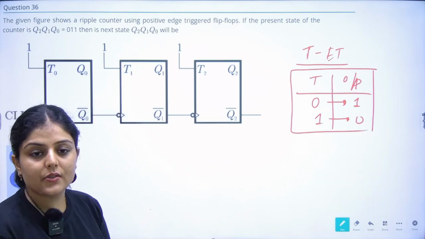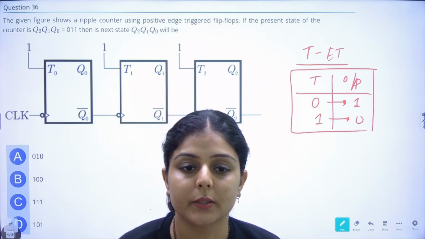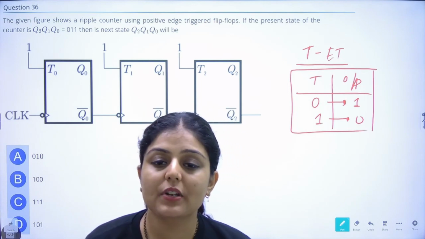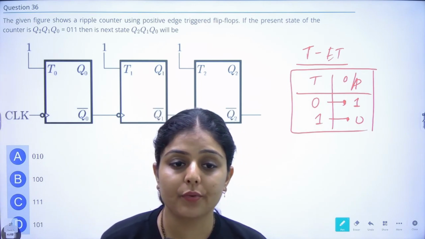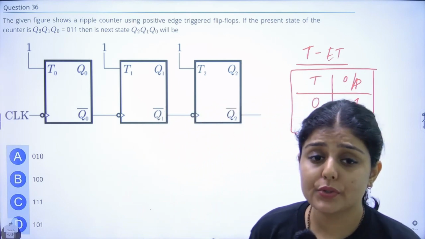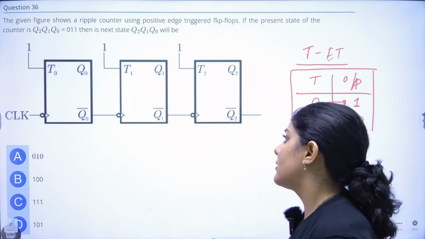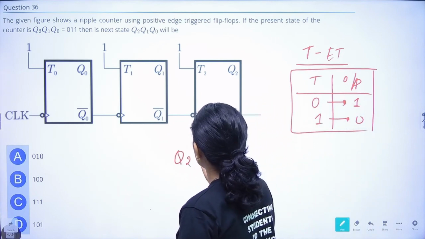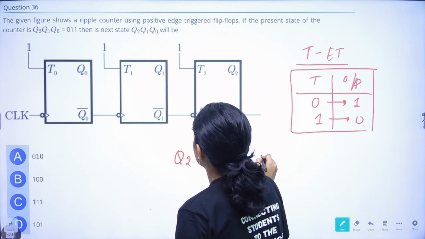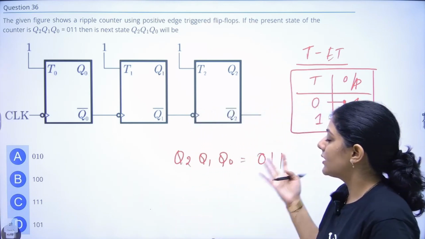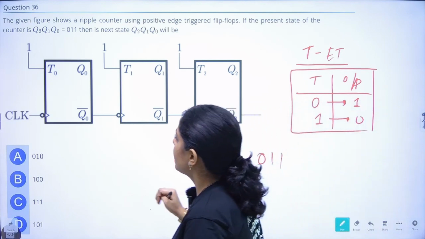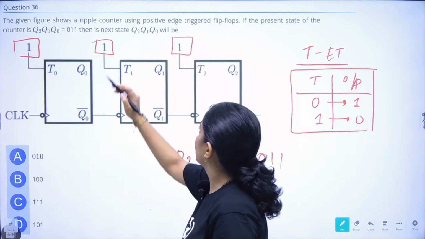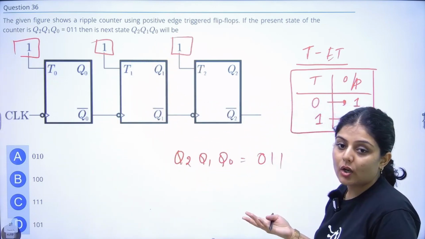Right. So question, let's just read the question. The given figure shows a ripple counter using positive edge trigger flip-flop. If the present state of the counter Q2, Q1, Q0 is equal to 0, 0, 1, then the next state will be. So the present state is given, they are just asking the next state. So present values Q2, Q1, Q0 is equal to 0, 1, 1. So what's happening in this? In this, input to all the T's are given as 1. So that means they are in toggling state already.